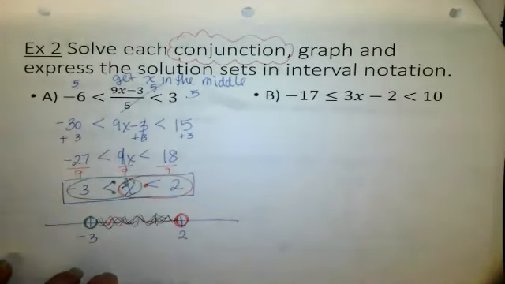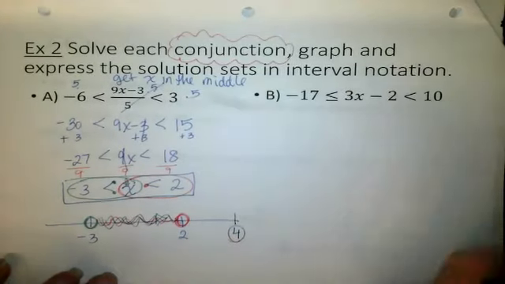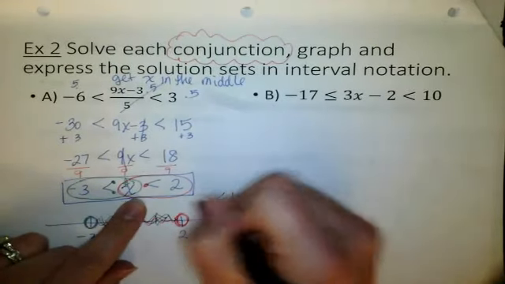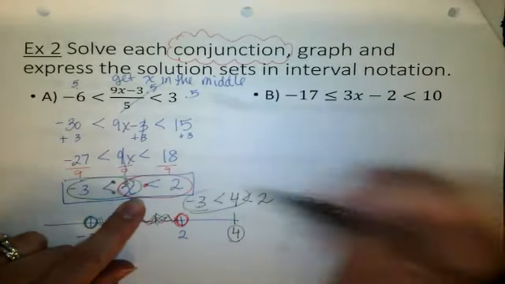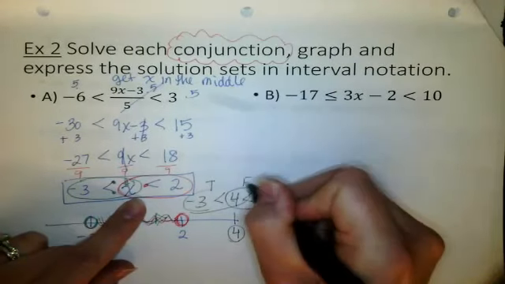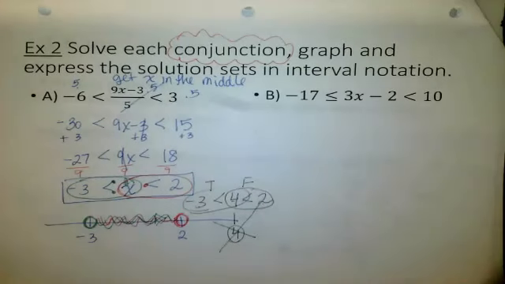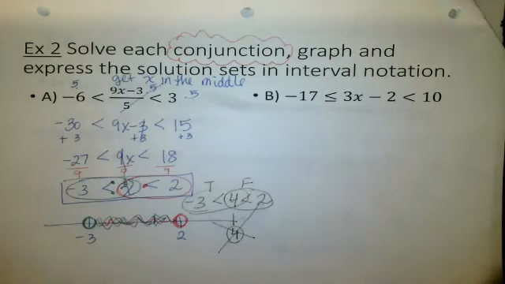So for instance, if I were to test a value like 4 and say, is 4 less than 2 and greater than -3? On this side, is 4 greater than -3? Yes, that's true. But on this side, is 4 less than 2? That's false. And so that is not a solution. We want numbers that work for both of these inequalities, and that's the stuff in between. The overlapping region.